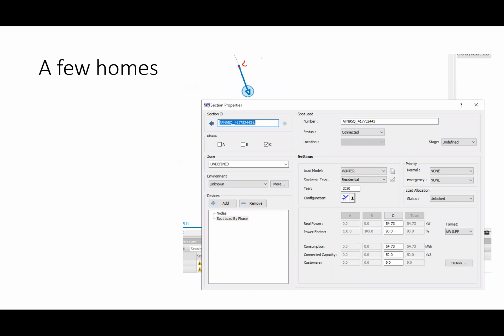So this is a transformer right here. It's a pad mount transformer. When I say pad mount transformer, it's like if you go around the neighborhood and you see those green boxes. There's a green box right there. And then this is a set of loads.